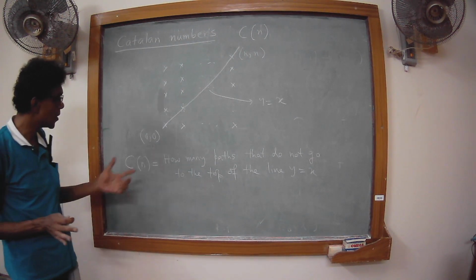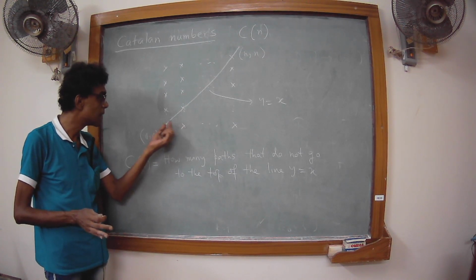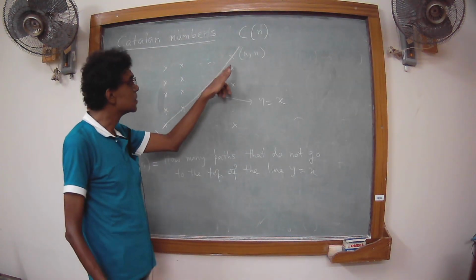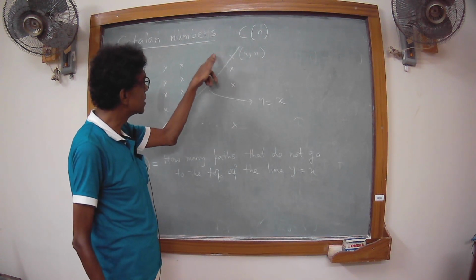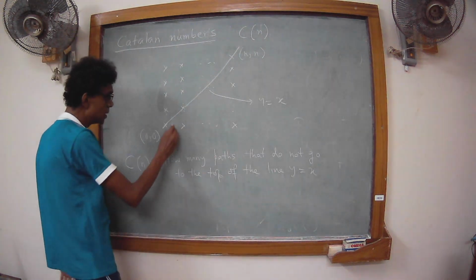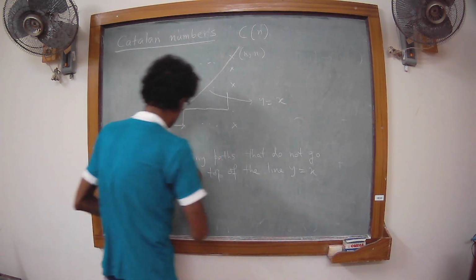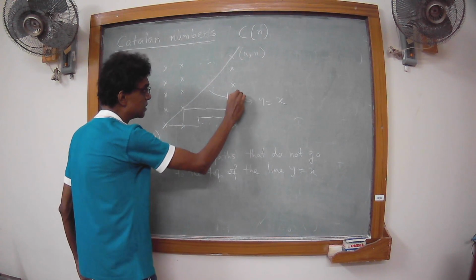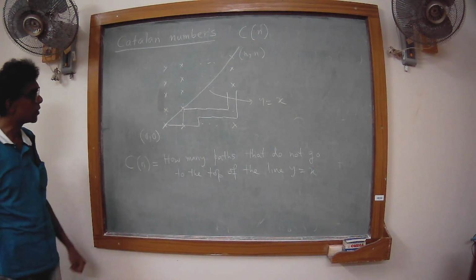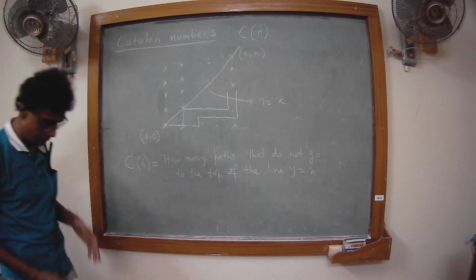One thing is for certain. The first movement will have to be a right movement, otherwise you cross it in the first position itself. And the last movement must be an upward movement. You cannot come from somewhere above this line y equal to x. But in between you may have many possibilities like this. You have another possibility like this. So now the counting problem is not so obvious.